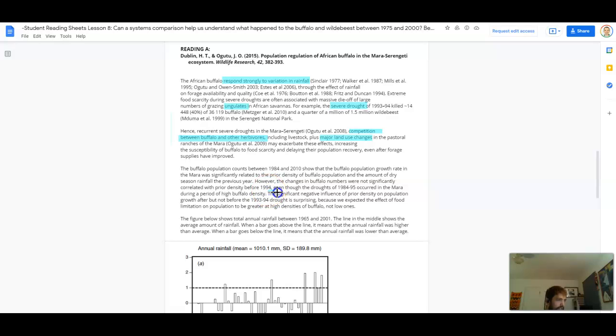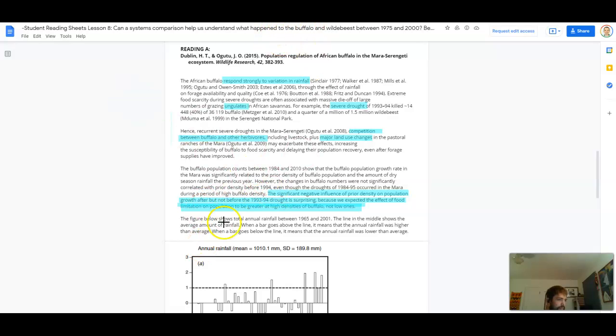Okay, so that's a really important part. So I would highlight all that. So we're seeing that actually when there were higher populations or higher densities of buffaloes, there was less effect of the drought, right? So that is something I would kind of mark and think about.